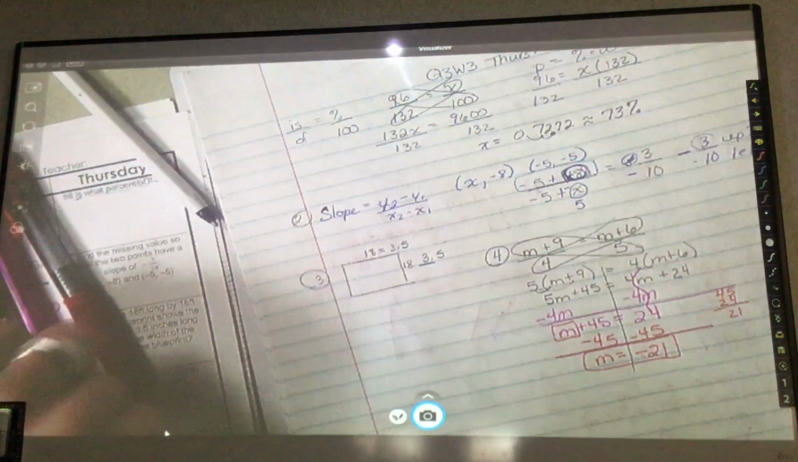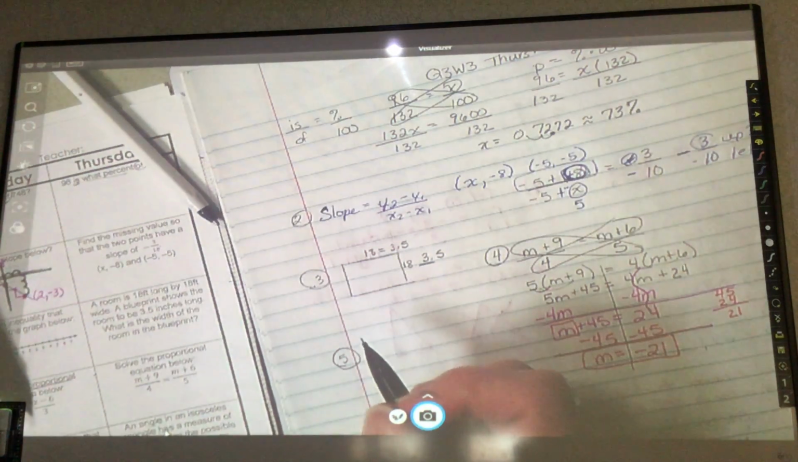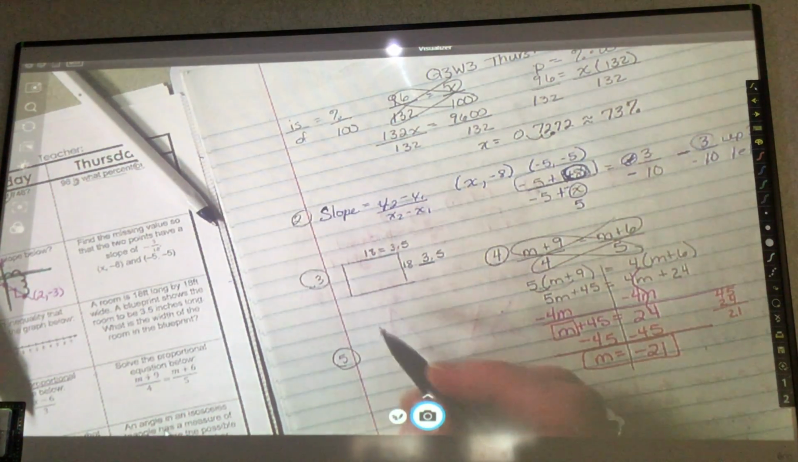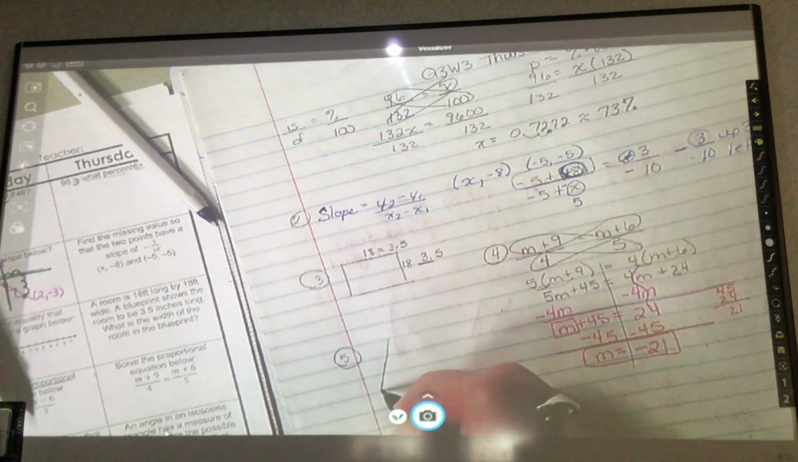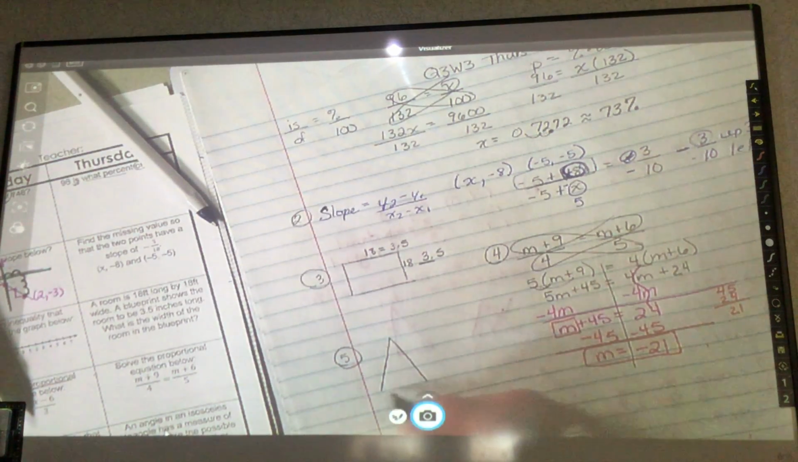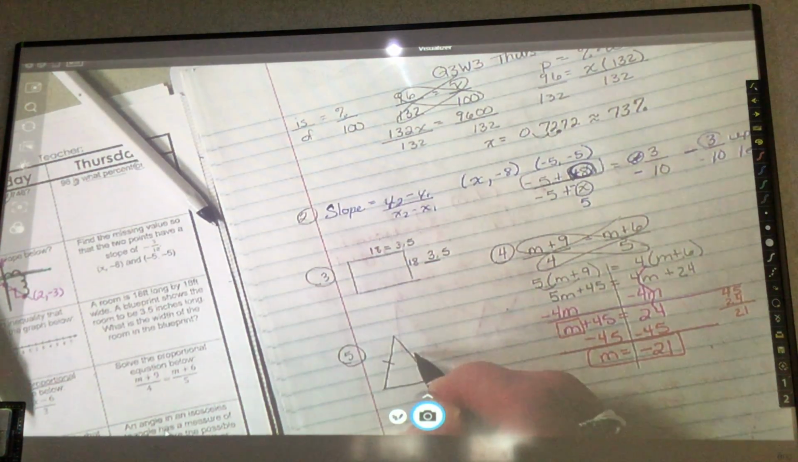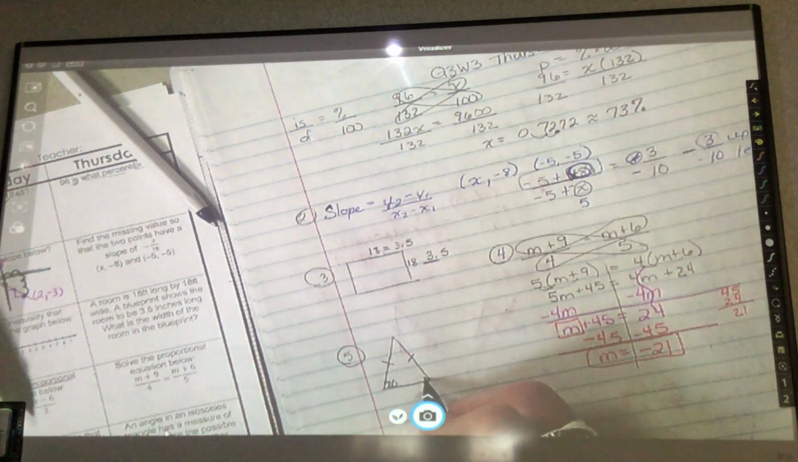All right, number 5. An angle in an isosceles triangle has a measure of 20 degrees. Okay, isosceles means what? Two sides that are equal, right? So if two sides are equal, like this side and this side, if one of the measures is 20, the other one also has to be 20.